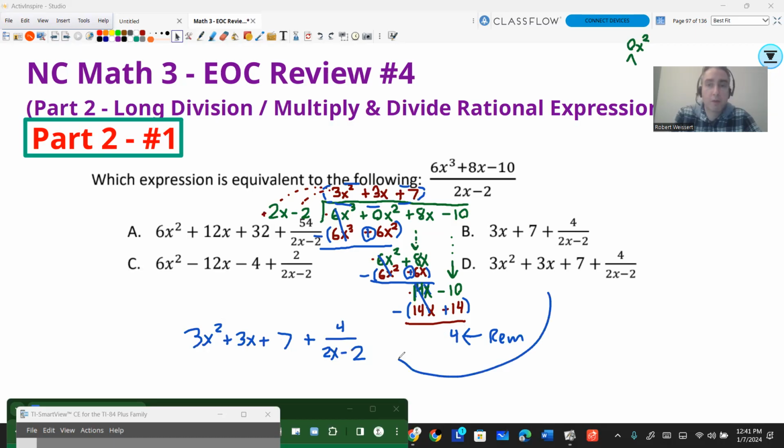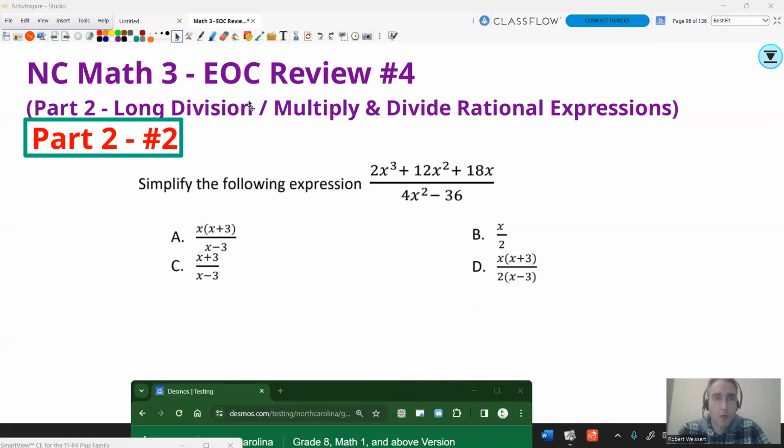And so that's going to give you choice D, which we had gotten with the graph already. All right, write that down and go to the next question. All right, part 2, number 2, we want to simplify the following expression.